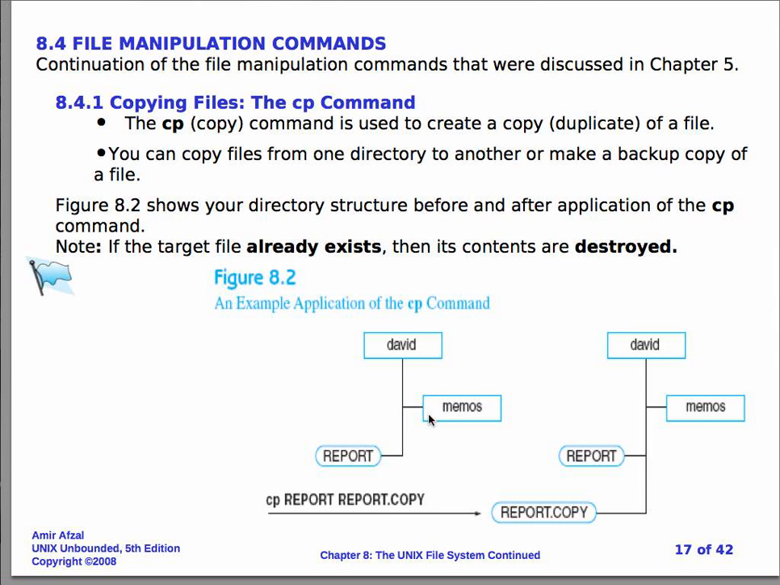So if you have, for example, a file called report, you say cp, and then the name of the file you want to copy, and then the name of the copy file. Report.copy, for example, will create an exact copy of this file called this other thing. You cannot have two files of the same name, of course. We talked about that before, and if you try to do that, let's see what will happen.